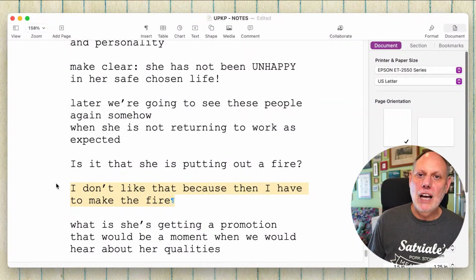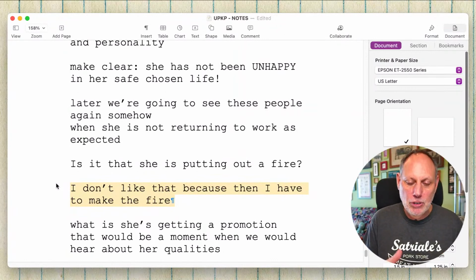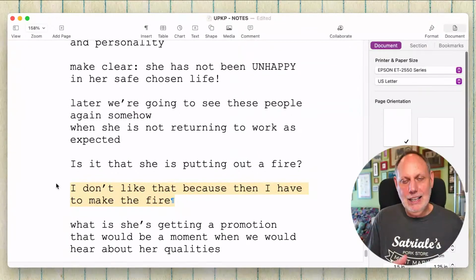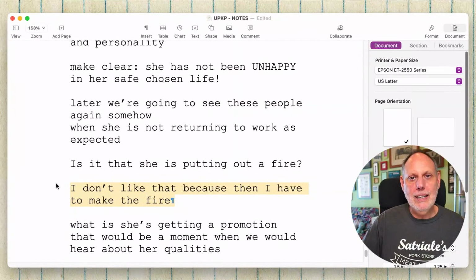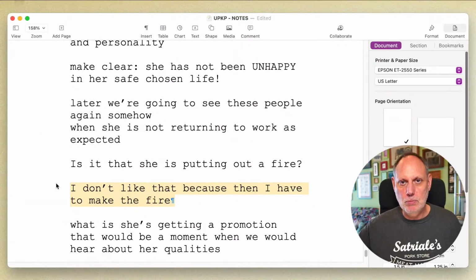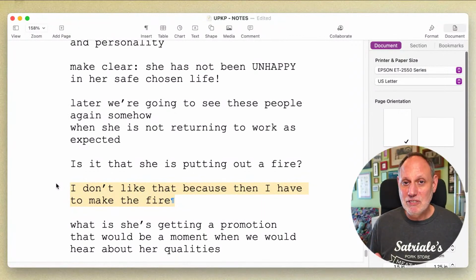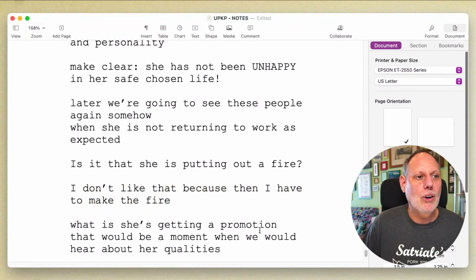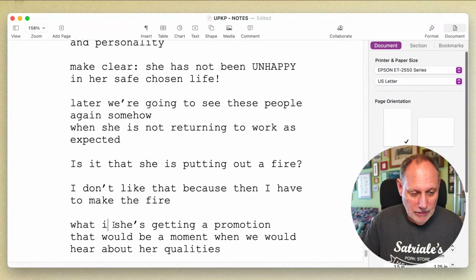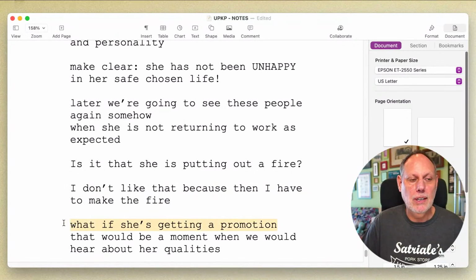The number of lines I would have to write, the amount of scene I would have to create in order to explain what it is, even if it's just a couple of lines and she goes blah, blah, blah, yes, no, tell him to move that file, it's kind of boring. Then I thought, what if she's getting a promotion? That I thought was cool.